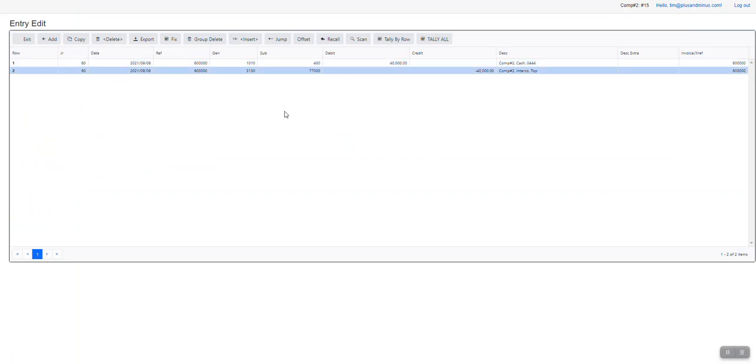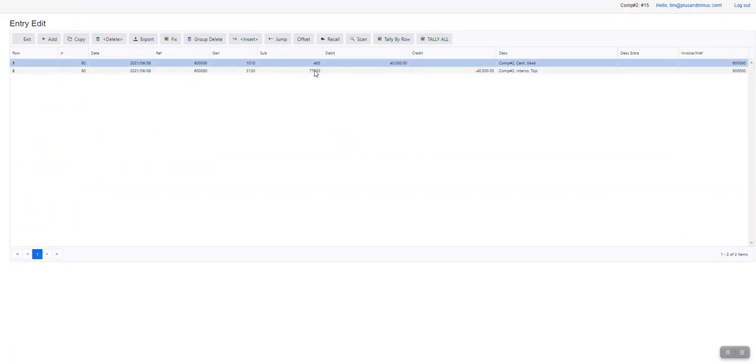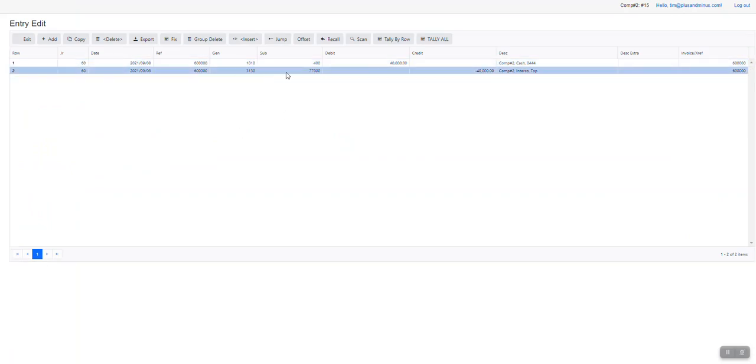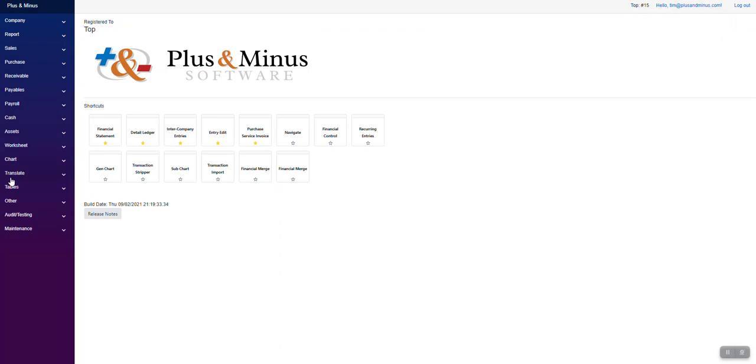And we'll go to Company 2 and take a look at it, and it's got a $40,000 debit to cash, and we've got a $40,000 credit to accounts payable parent of $40,000. So the intercompany account should equal 0. So we return to top.